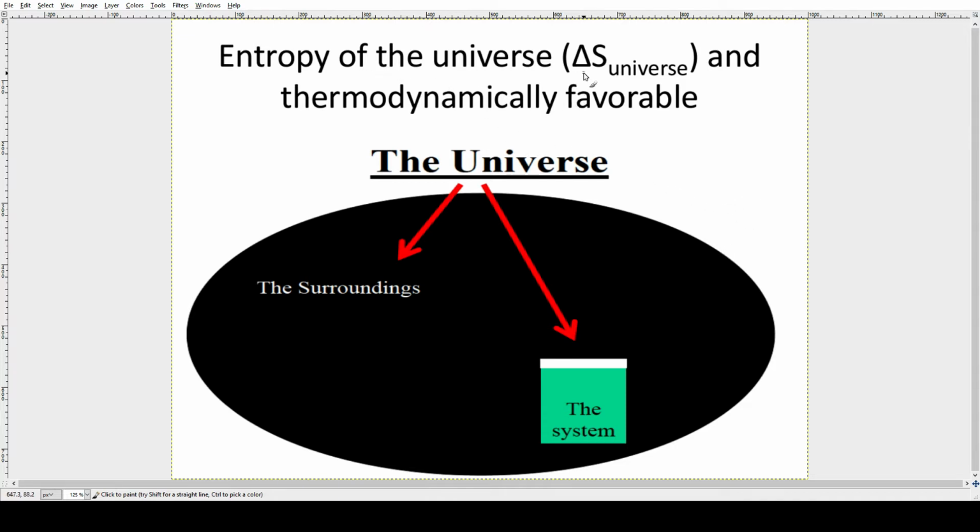Entropy of the universe, delta S universe, and thermodynamically favorable. So we're going to be relating things using entropy and whether they are favorable or not, spontaneous or not. The universe is made up of a system and its surroundings. For instance, if my system is a beaker full of water, and I'm looking at how temperature is changing within this beaker, and maybe it's releasing heat, so the system is releasing heat into my surroundings, the universe encompasses both my system and my surroundings.